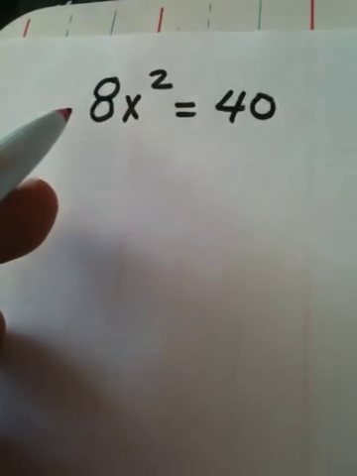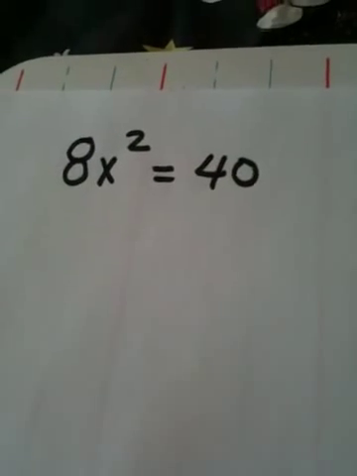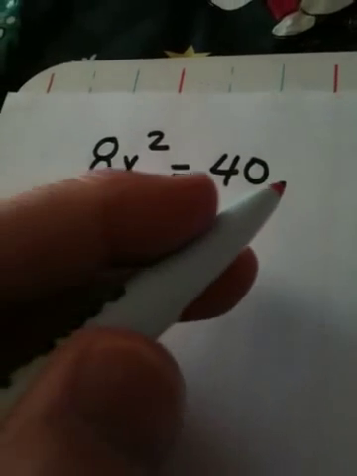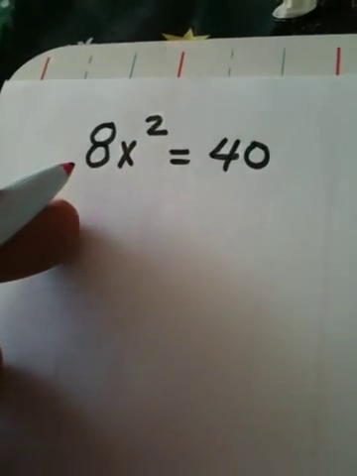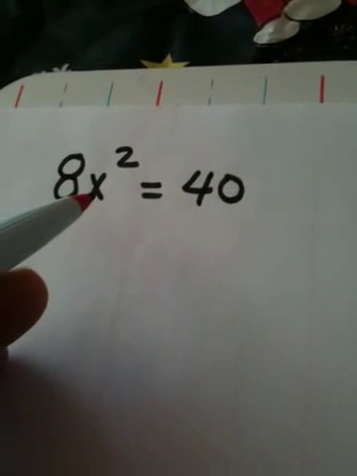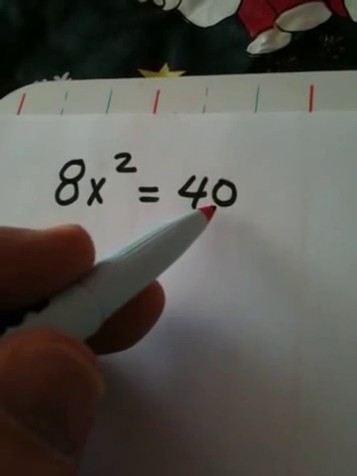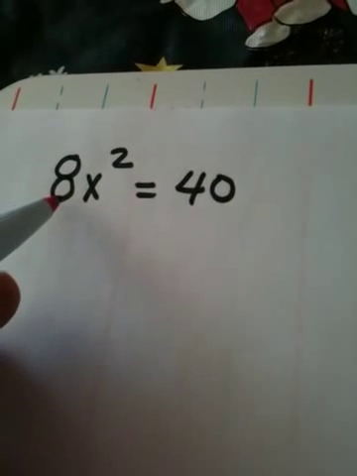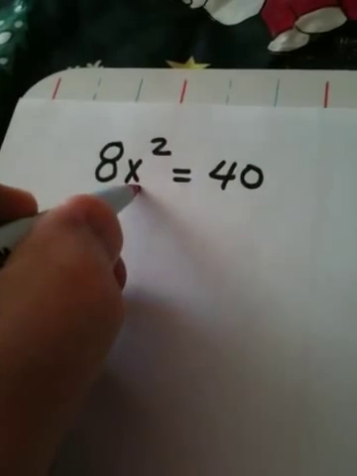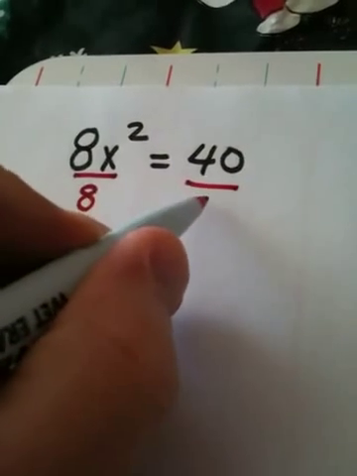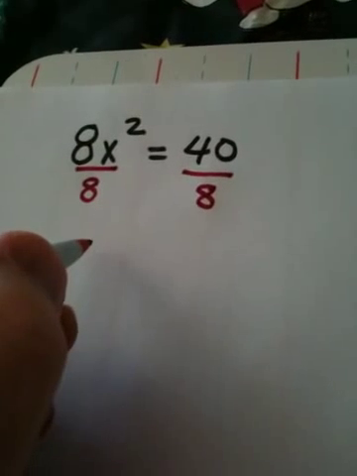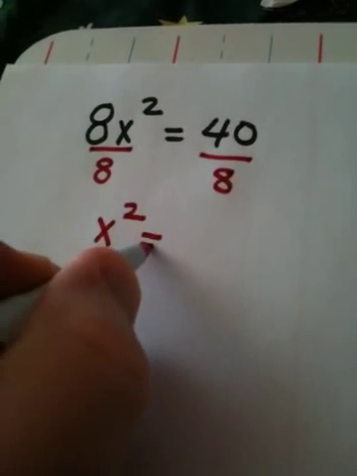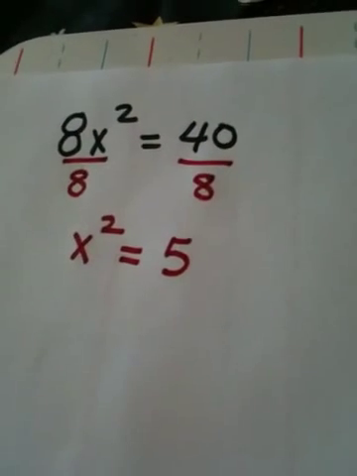Okay, so this is section 8.3, continued. Remember the square root property that we talked about in the last video. We cannot use the square root property yet because the square root property says we have to have x squared equals a constant. It doesn't say we can have something in front of it. So my first step here is to divide by 8. That turns the equation into x squared equals 5.